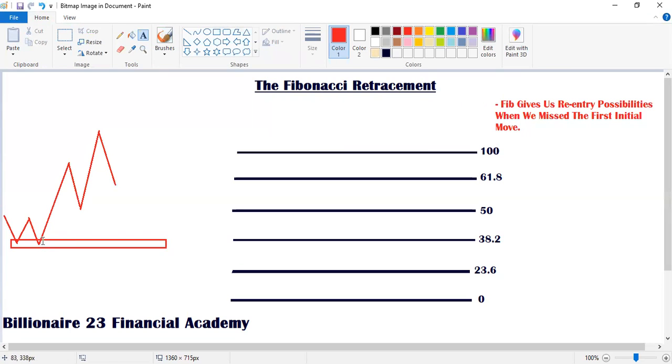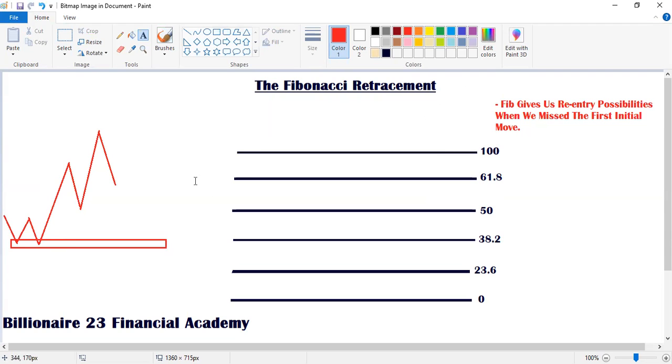So let's say we couldn't buy here, or we were busy with whatever. For whatever reason, we failed to buy here. Price has changed the trend. We know it's going up. So we want to enter on the reversal or on the higher low. This would be the higher low in an uptrend. It would also coincide potentially with one of these three fib levels. So that's how we would go about using the fib retracement.